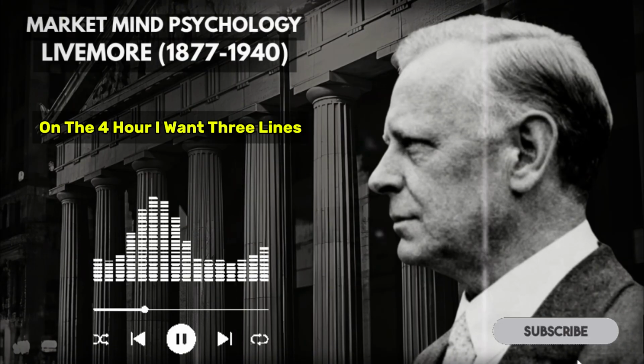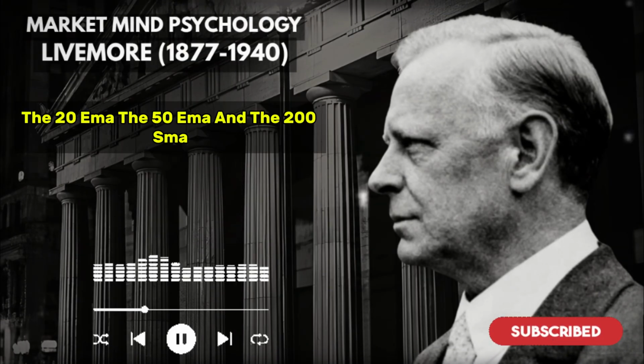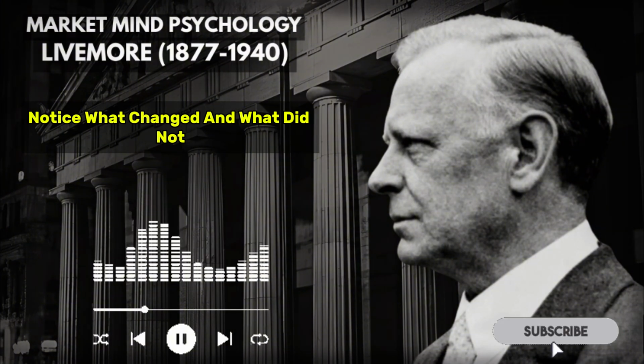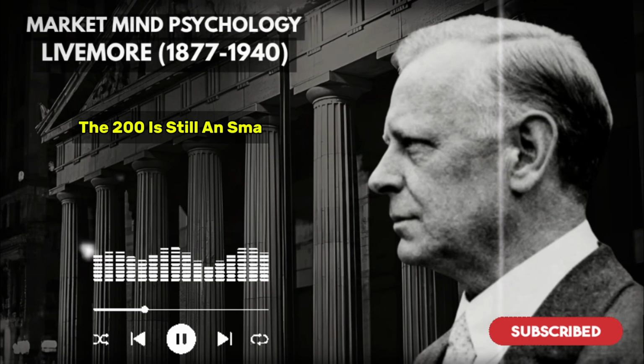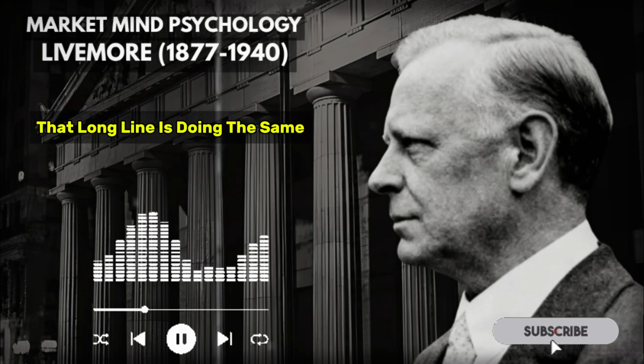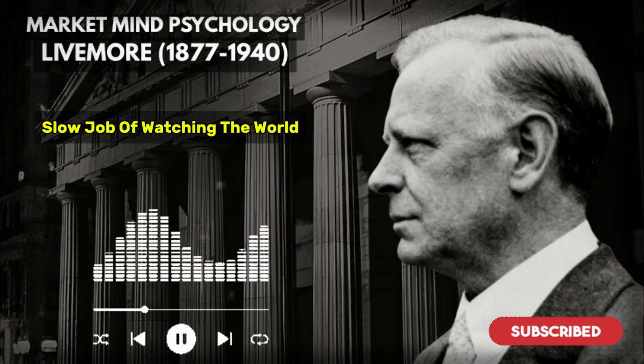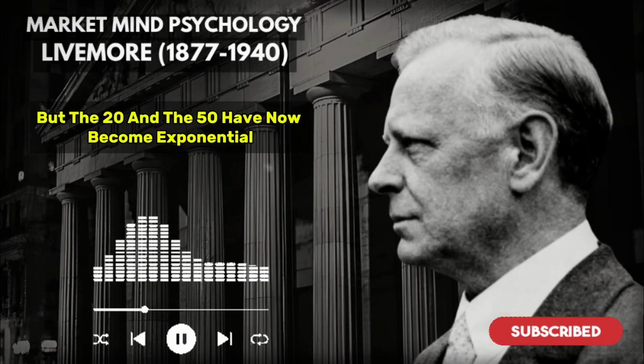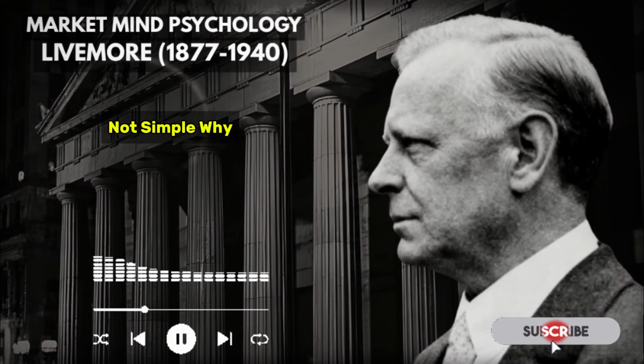On the 4-hour, I want three lines: the 20 EMA, the 50 EMA, and the 200 SMA. Notice what changed and what did not. The 200 is still an SMA. It is still the tide, because even on the 4-hour, that long line is doing the same slow job of watching the world. But the 20 and the 50 have now become exponential, not simple.